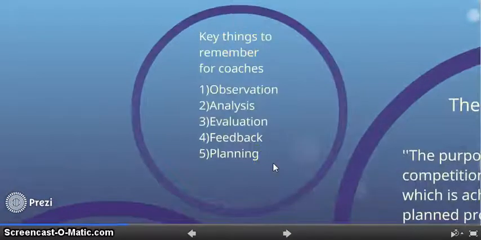The key things for coaches to remember in finding this area to improve are observation, analysis, evaluation, feedback, and planning. The coach needs to observe the area to improve, analyze and evaluate the area, give the athlete feedback and put them in the right state of mind to improve on this, and then create a planning process that is developed around that area to improve.